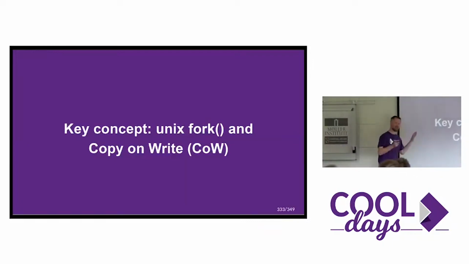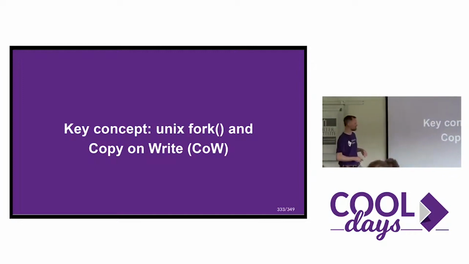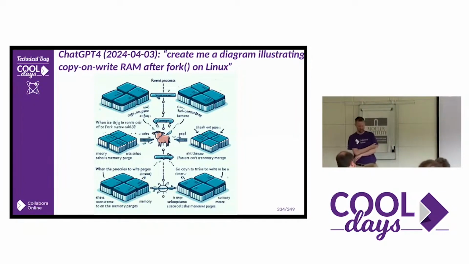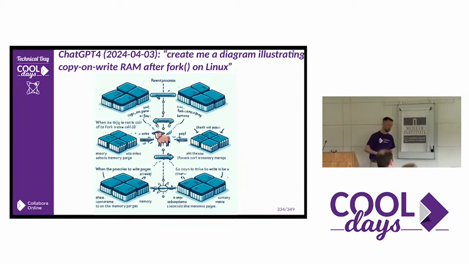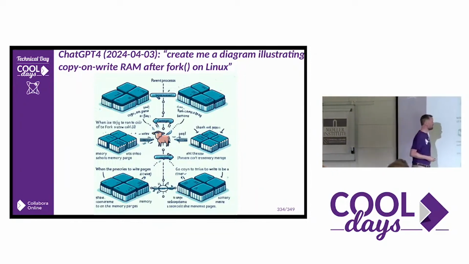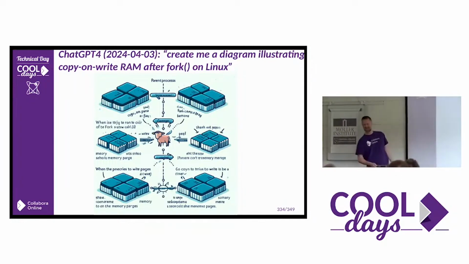A key concept here is a wonderful Unix feature: the fork function and copy on write. Copy on write is a complicated topic to deal with, so I asked ChatGPT-4 to create a diagram that would explain copy on write, RAM usage after fork. And this is what it came up with, which I think is creative. There's a cow in the middle. That's the RAM.